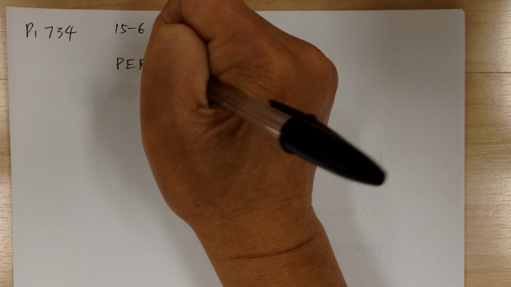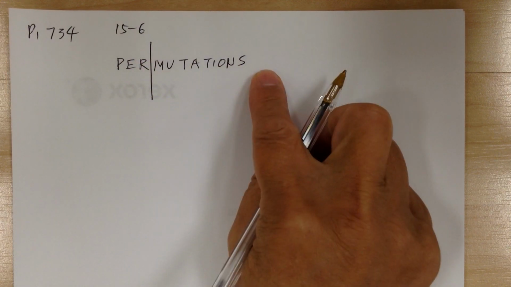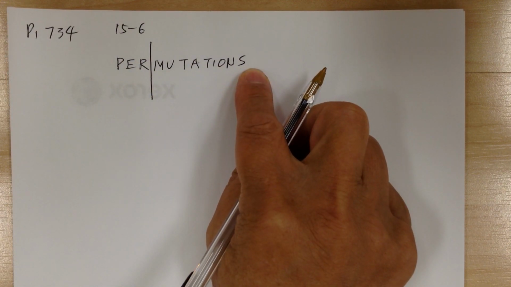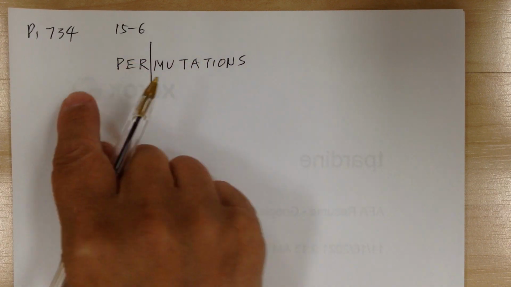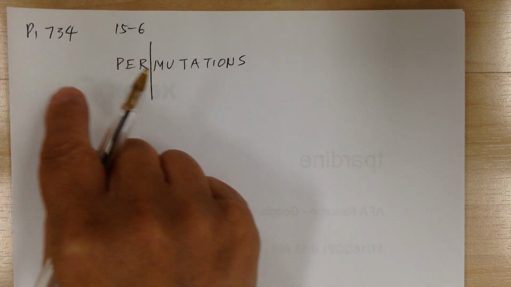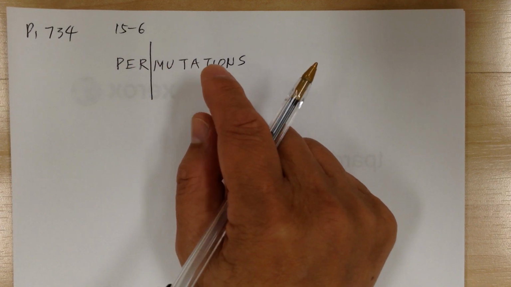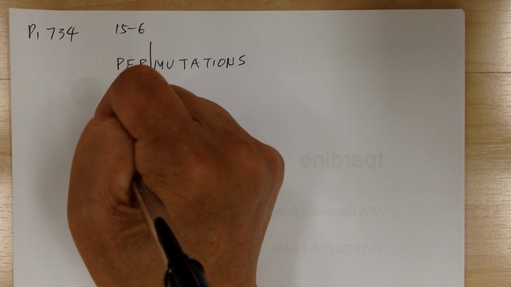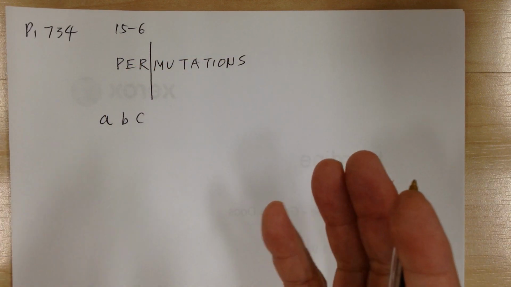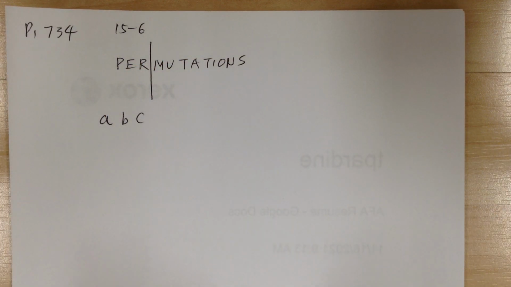So this came from two words, permutation. Mutation means change. Per means for each. So permutation is for each, you have to find out the number of changes. For example, if you have the three letters A, B, and C, permutation has to do with how many ways you can arrange things.